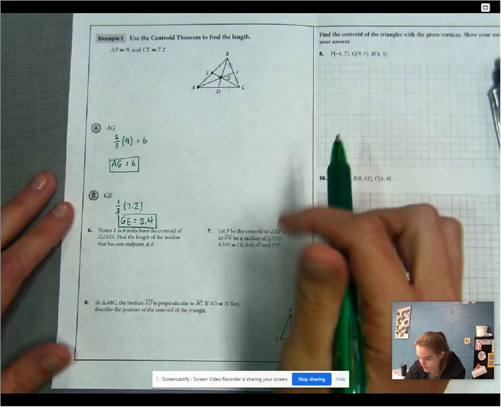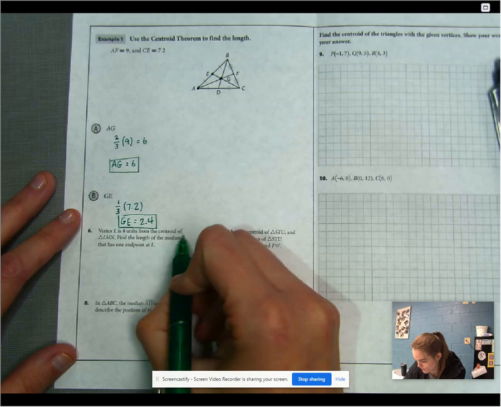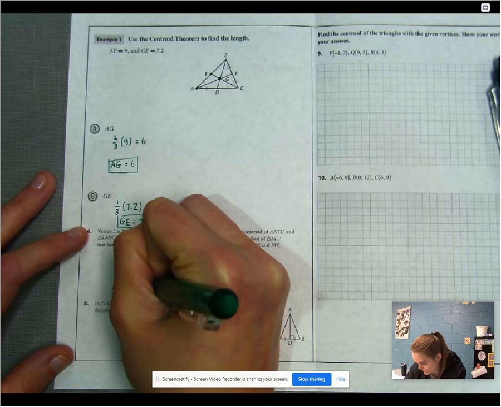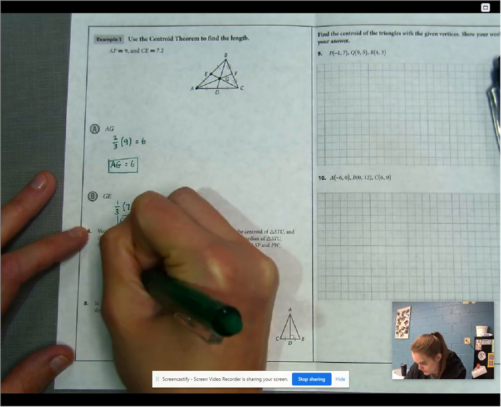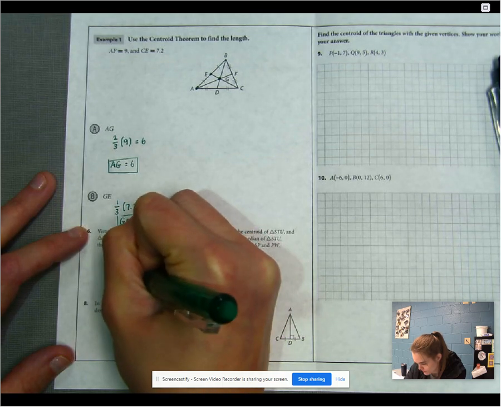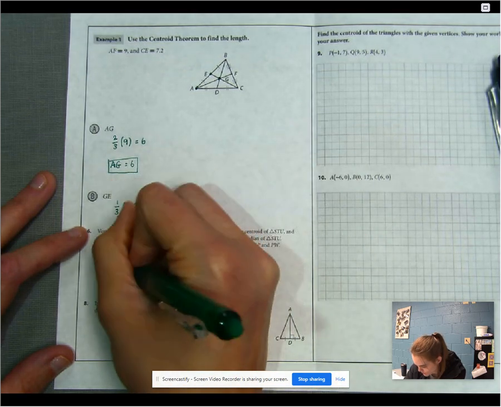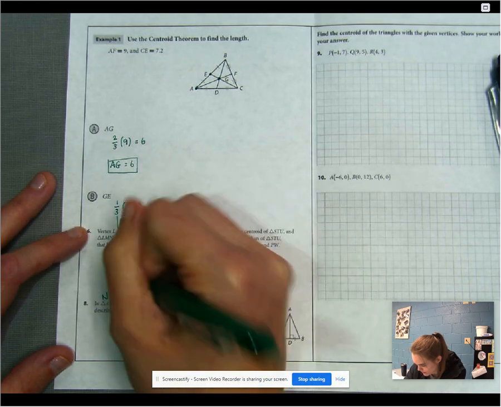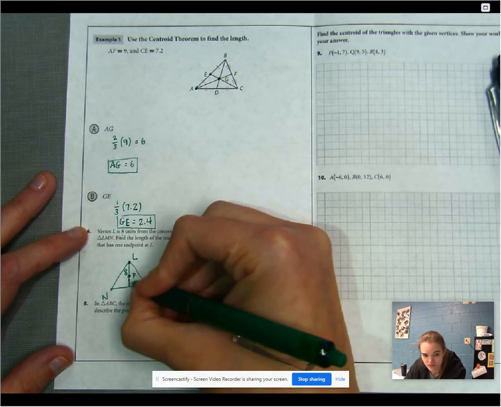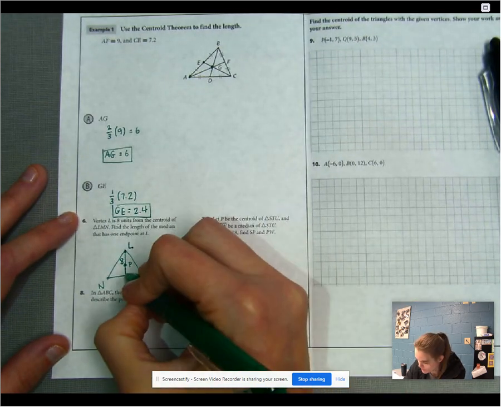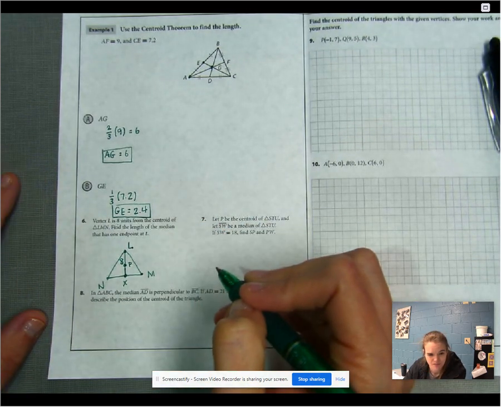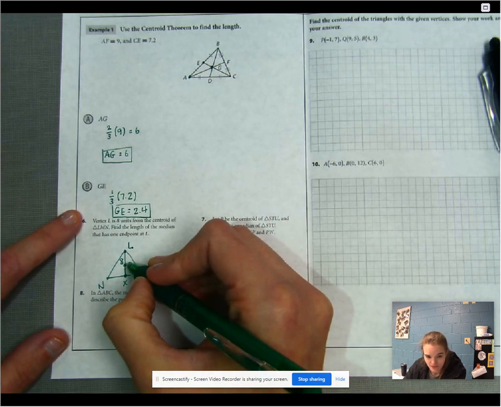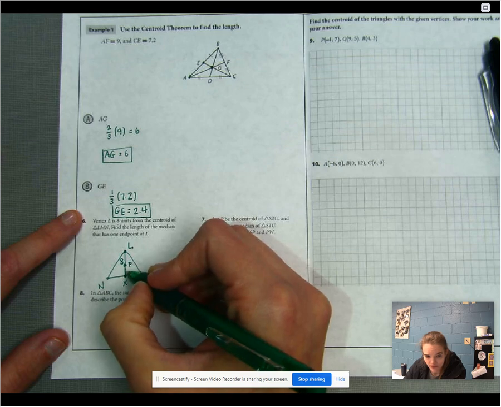Okay, number 6. Triangle LMN, with centroid P. Vertex L is 8 units from the centroid. Find the length of the median that has one endpoint at L. That means find the length of this, the whole thing. Let's just make up a letter. Let's say X. Okay. Since L to P is 8, we have to find this remaining piece here.